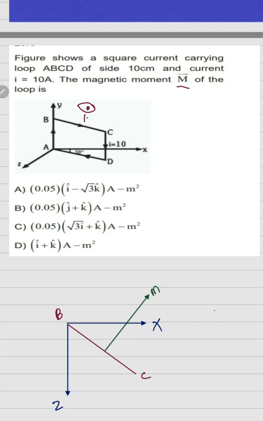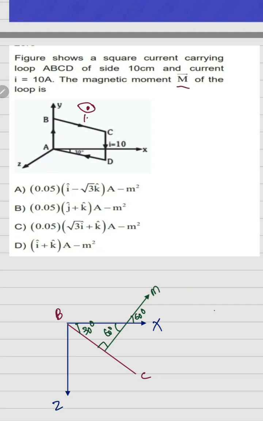Now in the question it is already given this angle is 30 degree. And the magnetic moment is acting normal to the plane. So this angle is 90, and this angle is 60 degree. So if this angle is 60, then this one is also 60 degree.